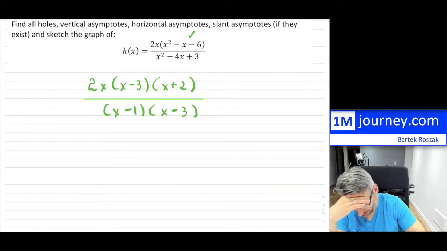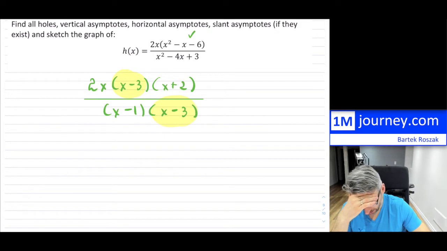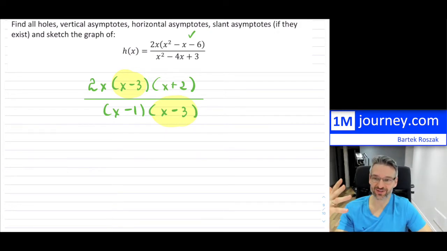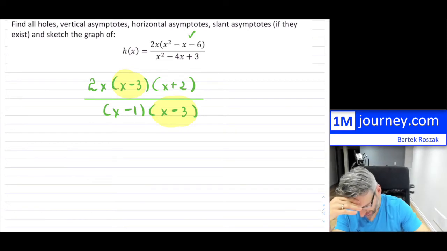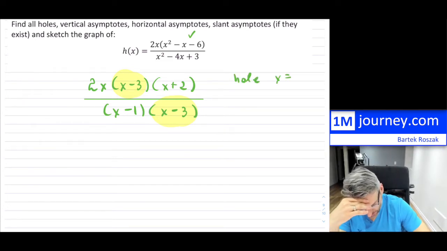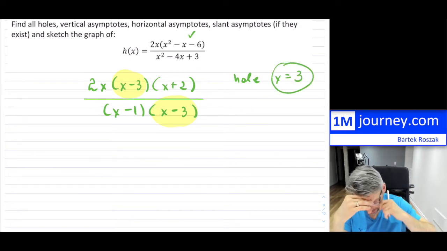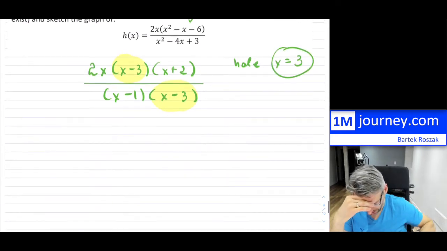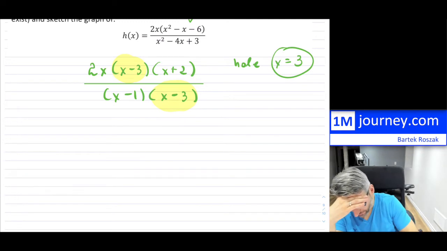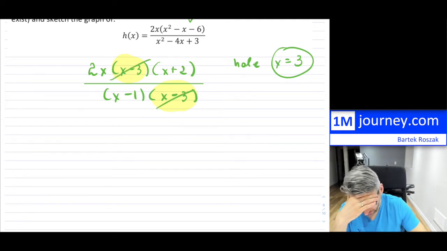So we do see there is a hole right here, because these two will cancel for us. If they're going to cancel, then it's so much easier to graph. This gives us a hole at x equals 3. That's going to be an empty spot there when we're sketching it out. Now, if that happens, we don't have to worry about that. That also means that the domain does not include 3.